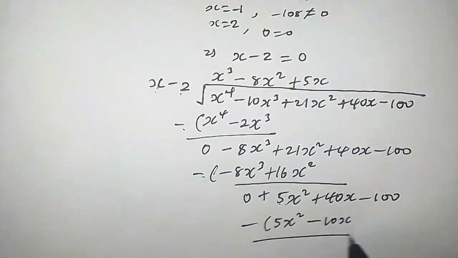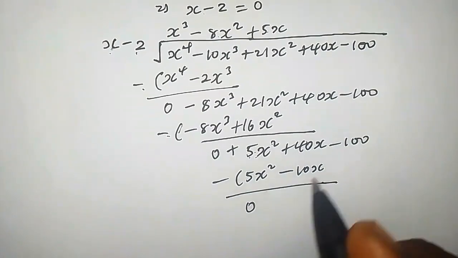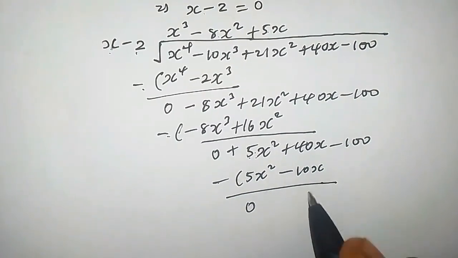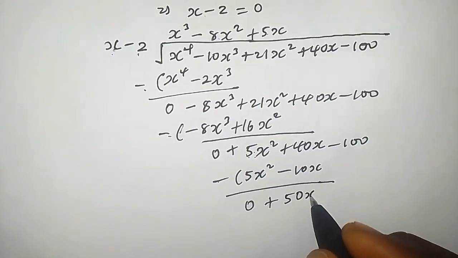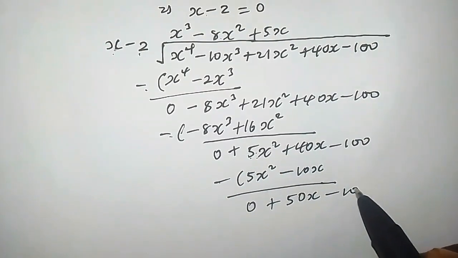So x times 5x, that is 5x squared, minus 2 times 5x, that is negative 10x. So let's do the subtraction again. 5x squared minus 5x squared, that is 0. 40x minus negative 10x, that is plus 50x. So we just bring this down, minus 100.